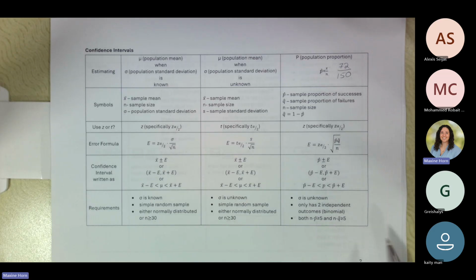And then for the proportions, you don't know your population standard deviation. You need to have two independent outcomes, right? You need to have either p hat or q hat. There's only two things happening here, only two independent outcomes. It needs to be binomial. And also, your sample size times your p hat needs to be greater than or equal to 5, and your sample size times your q hat needs to be greater than or equal to 5. Both of those have to be true. So here it's either this or this, but with these, both of these have to be true in order for you to be able to use this.